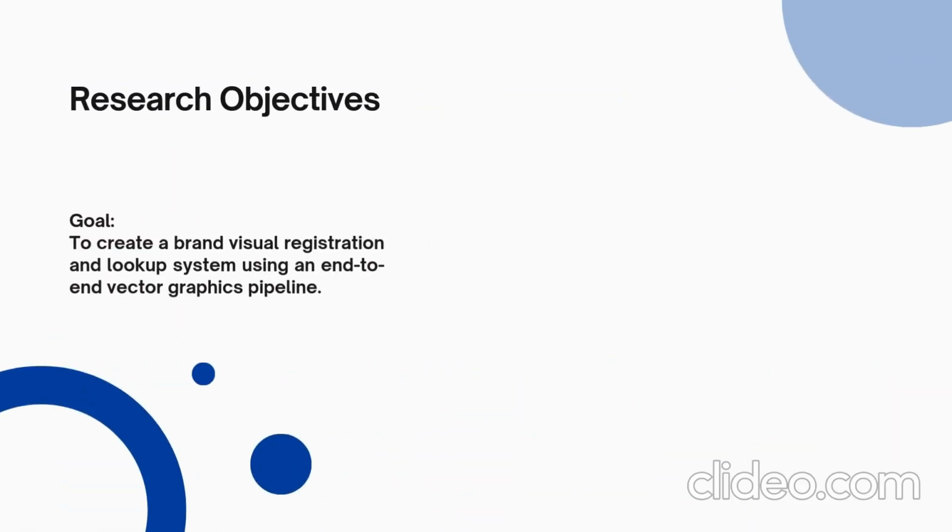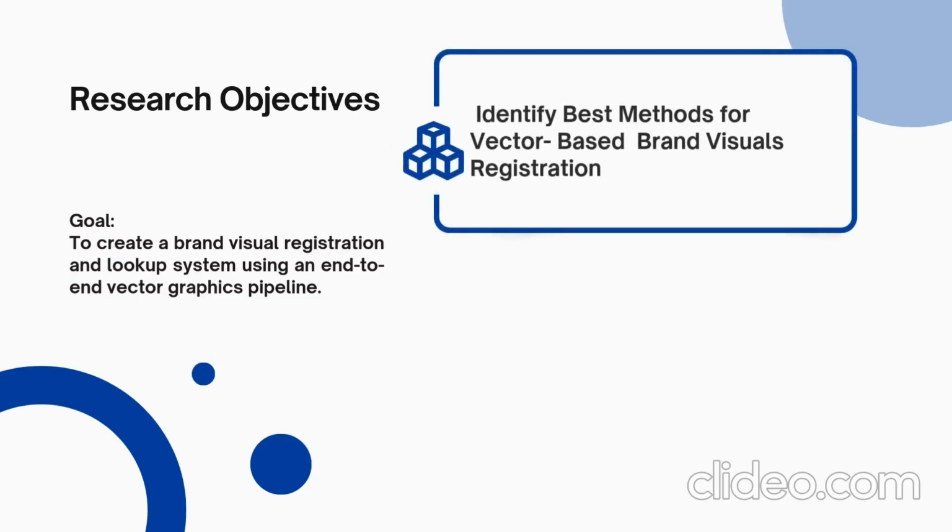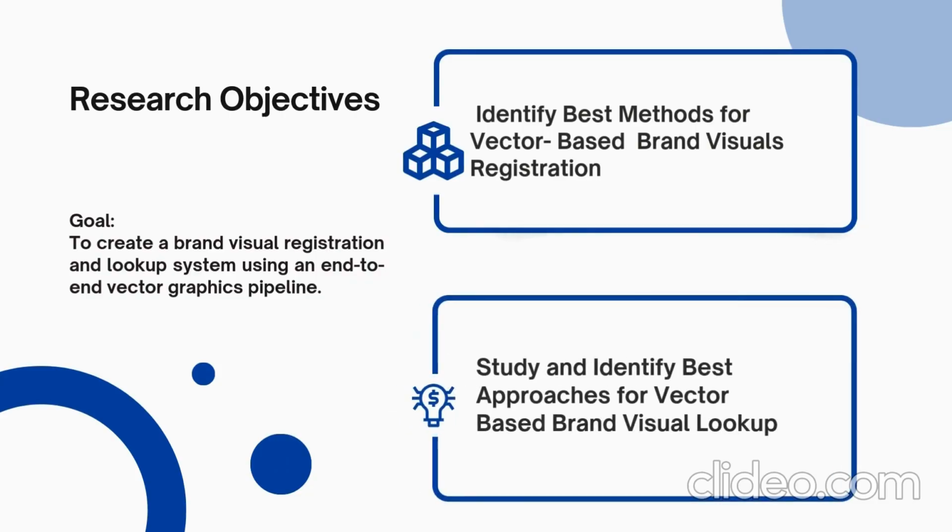Our primary goal is to create a complete brand visual system that works end-to-end with vector graphics. To do this, we have two objectives. First, to identify the best methods for a registration system, allowing companies to register their logos. And second, to develop a lookup system that can accurately find a logo even if the search image is partial or altered. To clarify, our work focuses on vector graphics, or SVGs.